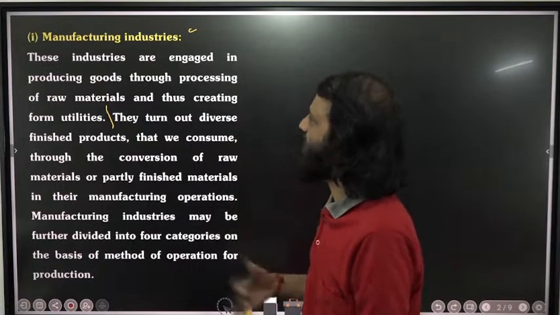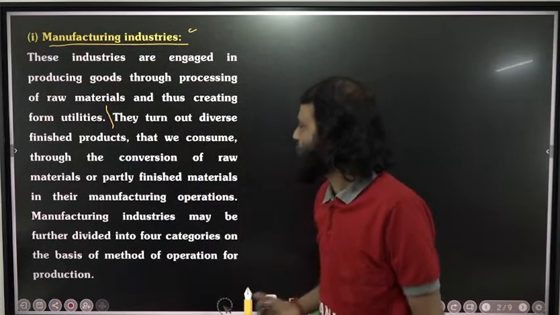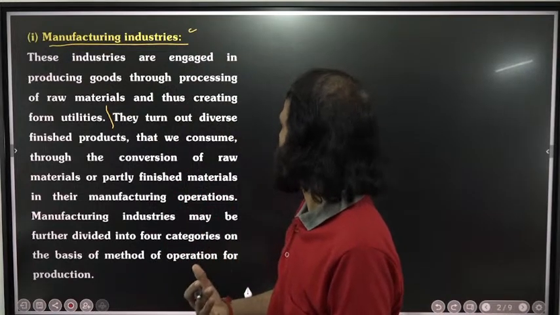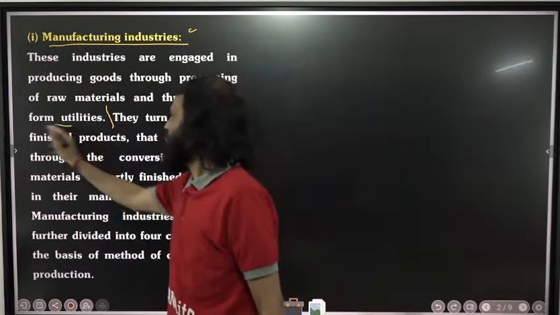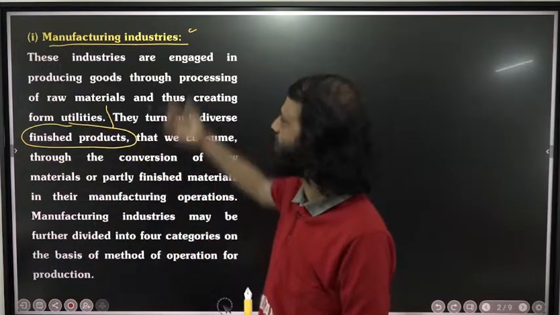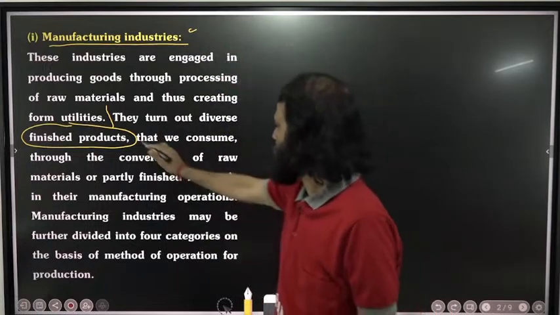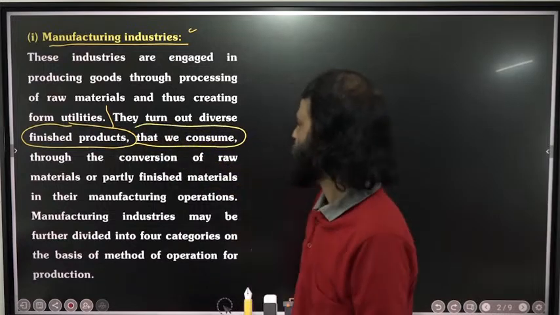Secondary industries are actually manufacturing industries. They manufacture the goods and services for consumption. That would be mainly finished products. Finished products are available from manufacturing industries or secondary industries, which we can right away use or consume.